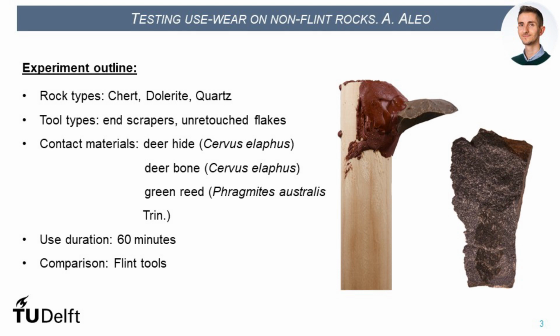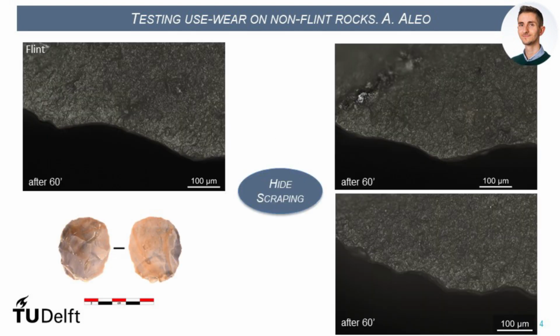A comparative analysis between experimental traces on flint and non-flint tools was undertaken to spotlight common traits or differences in the useware resulting from the work of different materials. Because of the time constraint, today I'm going to discuss only traces resulting from the hide scraping activity.